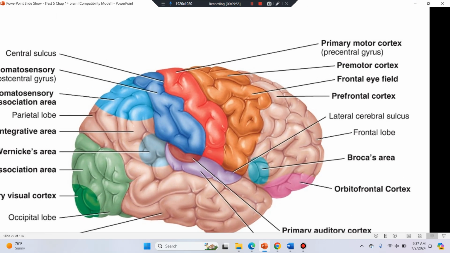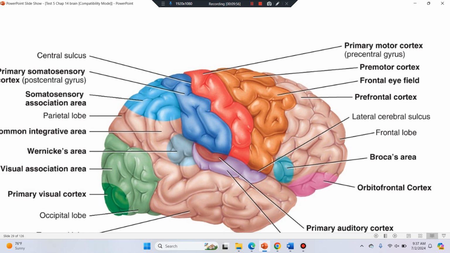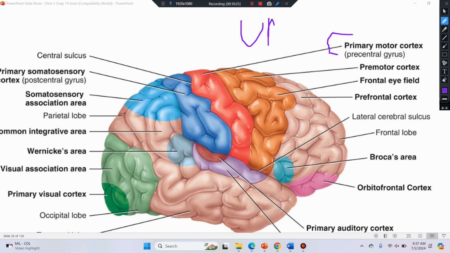The primary motor cortex is loaded with pyramidal cells. They're multipolar neurons, lots and lots and lots of extensions. And what these guys are going to do is they're controlling somatic motor neurons. This is not the neuron that's going to innervate your skeletal muscle. This is known as an upper motor neuron, which we'll discuss more down the road in the next video.